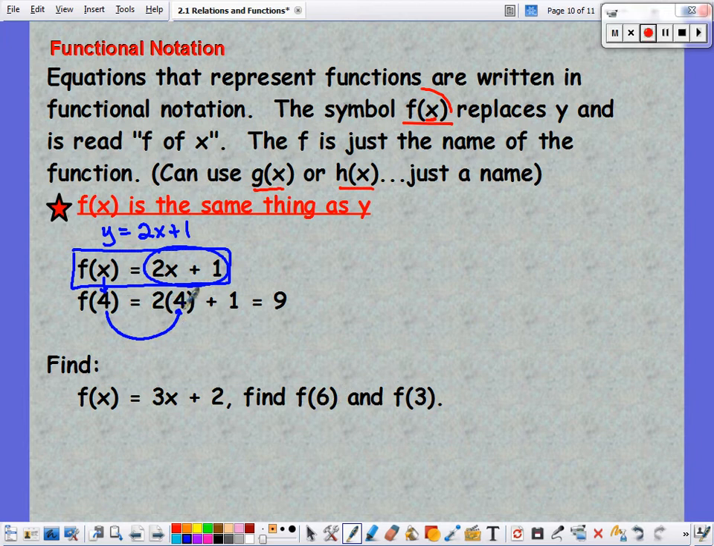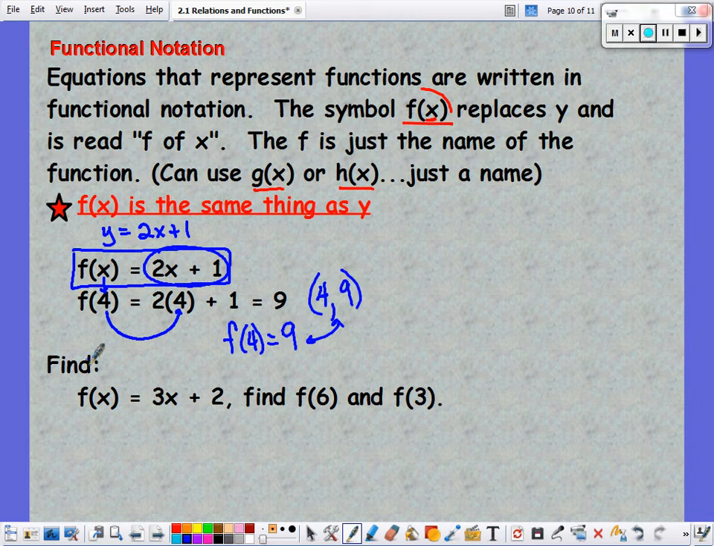But what you'll notice is 2 times 4 is 8, 8 plus 1 is 9. So f of 4 is equal to 9. And really what I'm saying is when x is 4, my y is 9. Those are the same kind of thing. The x and the result is your y.